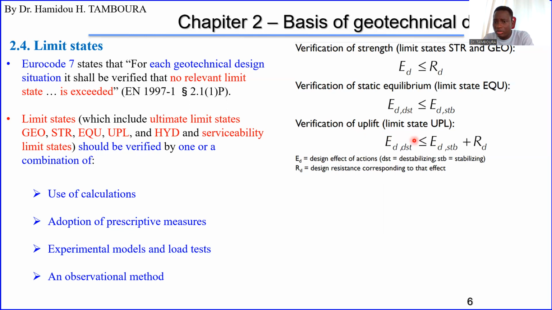So we will make sure that the destabilizing action, or effect of this action, is much lower than the stabilizing forces effect or effect of action, plus this one, RD, which means the resistance. That is how we verify the uplift limit state, UPL. So these are all ultimate limit state.